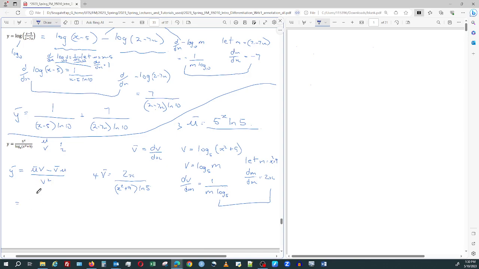So u dash is 5^x ln 5. I don't want you to think this is necessarily what Maths 1 is all about, because I don't feel that it is representative of everything that's in Maths 1. But certainly it's a skill we're being asked to use. So in that sense, we can't really challenge it.